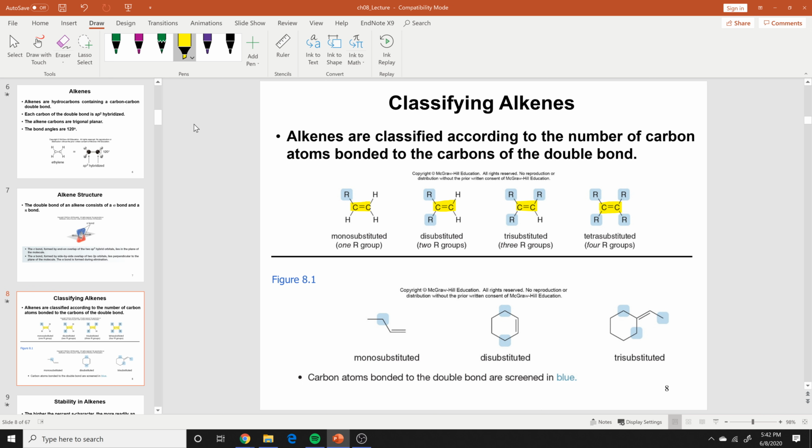To know your alkene and what type of alkene you are working with, highlight the alkene and see how many carbons it is connected to. So if it's connected to one carbon, then this means that it is a mono-substituted alkene. If it is connected to two carbons, it's a di-substituted. If it's connected to three carbons, then it is a tri-substituted. And if it's connected to four carbons, then it is a tetra-substituted alkene.